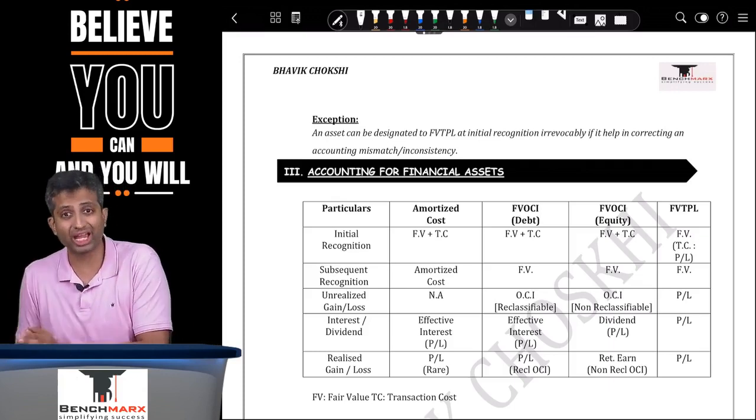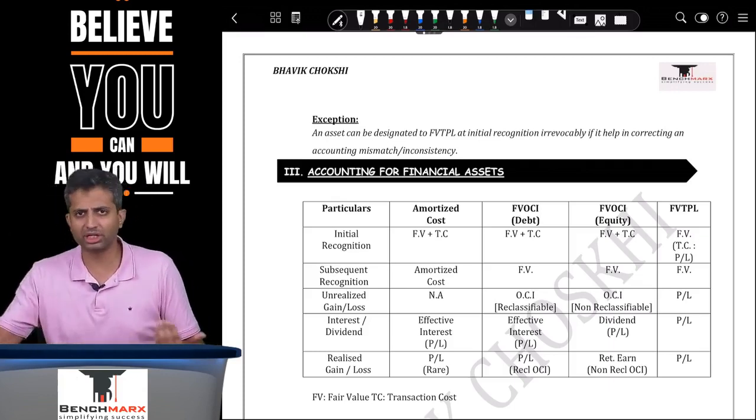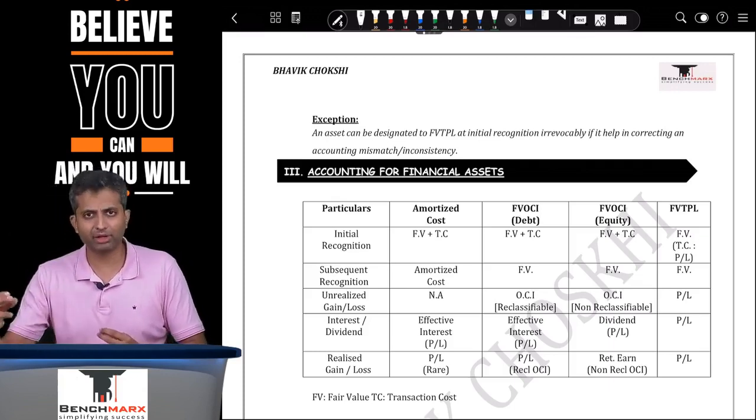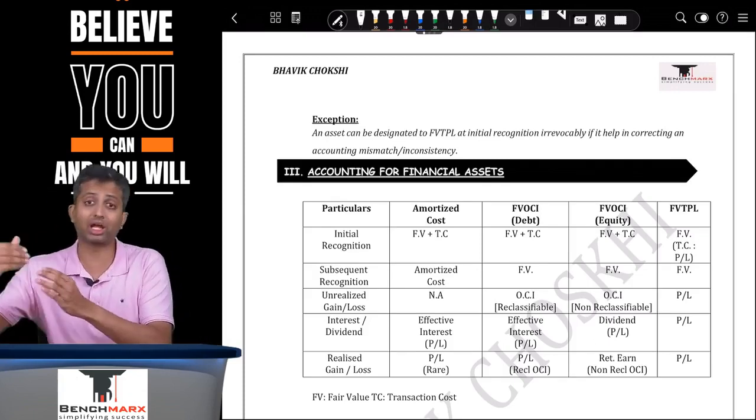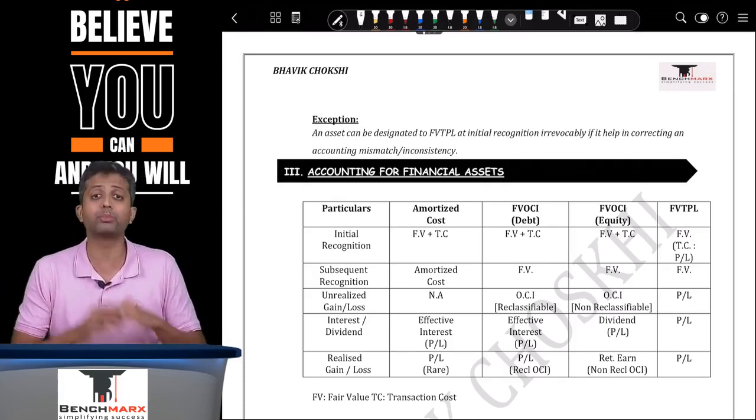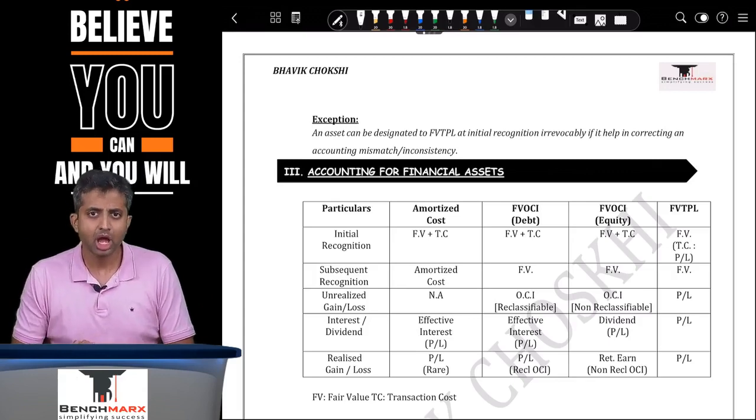However, if it is FVOCI equity, then on the happening of certain events like a sale, the balance in the fair value reserve as a part of OCI will be transferred, but directly to the retained earnings. इसको अपन बोलते हैं non-reclassifiable OCI.